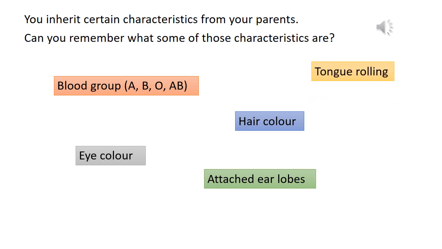Okay, and did you get these? You have got blood group, whether you've got type A, type B, type O, or type AB. Eye colour, unless you put contacts in, but just avoid that for now. Hair colour, if your earlobes are attached or unattached. And tongue rolling, can you roll your tongue or not? You might remember these from a lesson just before half term.